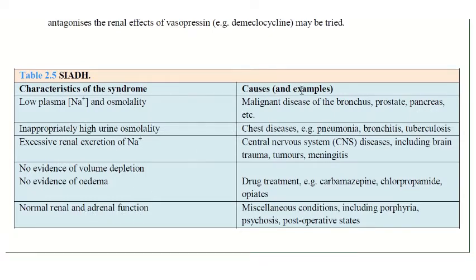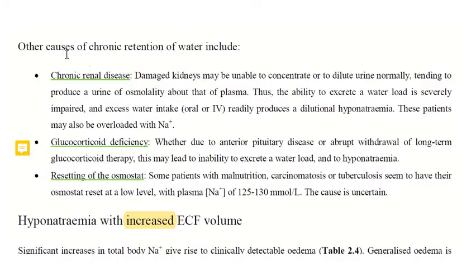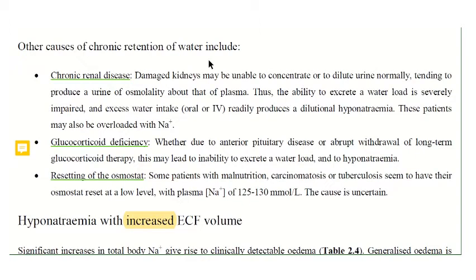أما بالنسبة لل causes and examples مثلا malignant diseases of the bronchus, prostate, pancreas, etc. Chest diseases مثلا pneumonia, bronchitis, tuberculosis. Central nervous system diseases include brain trauma, tumors, meningitis. Drug treatment وهذا أمثلة على بعض الدrugs ومثلا conditions including porphyria, psychosis, post-operative states. هاي بالنسبة لل SIADH. وهناك other causes of chronic retention of water include مثلا chronic renal disease.